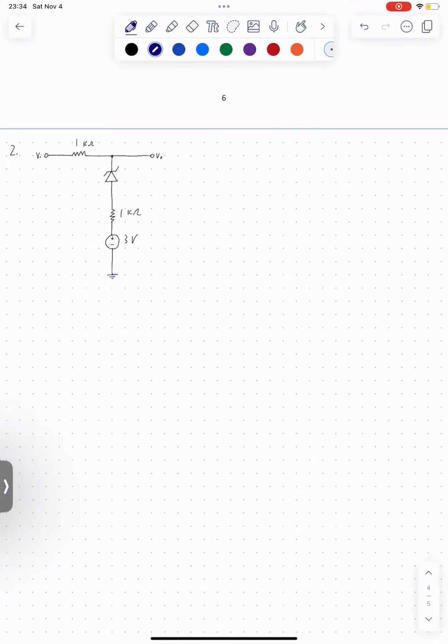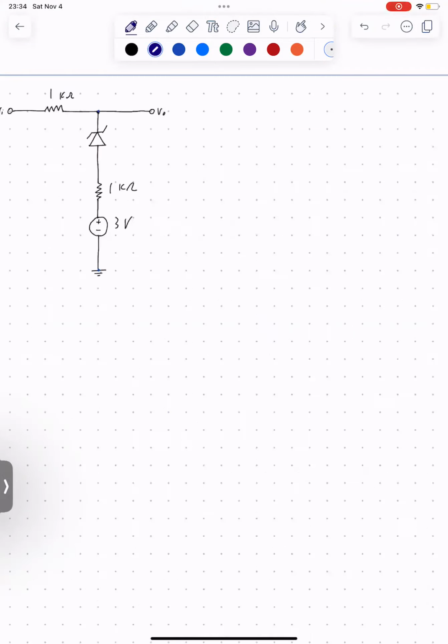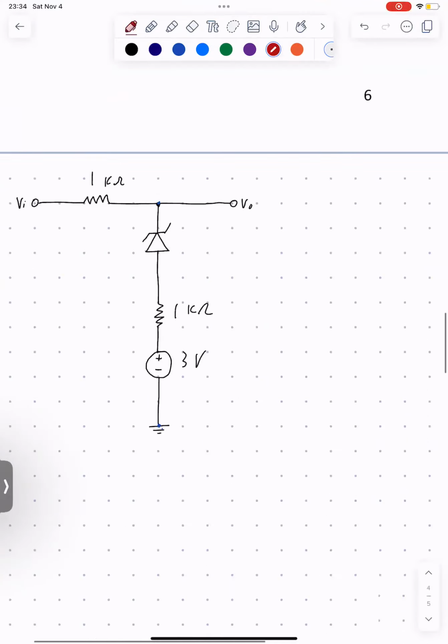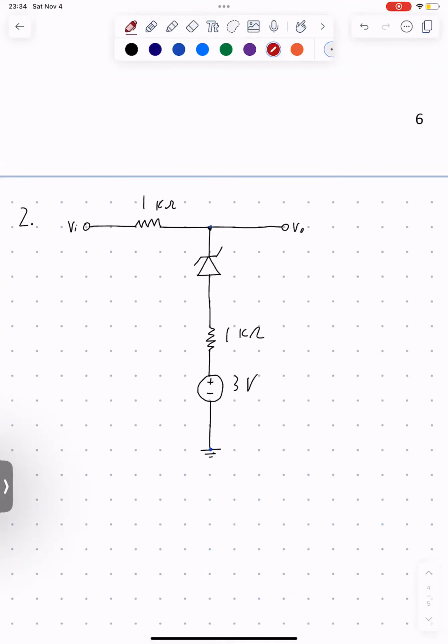I redrew the circuit right here so we can better visualize it. So let's start by defining some variables. We're going to define ID as the current that's going to flow through the Zener diode. So let's do that. And we know that it's not going to flow this way, so it's going to flow this way again.